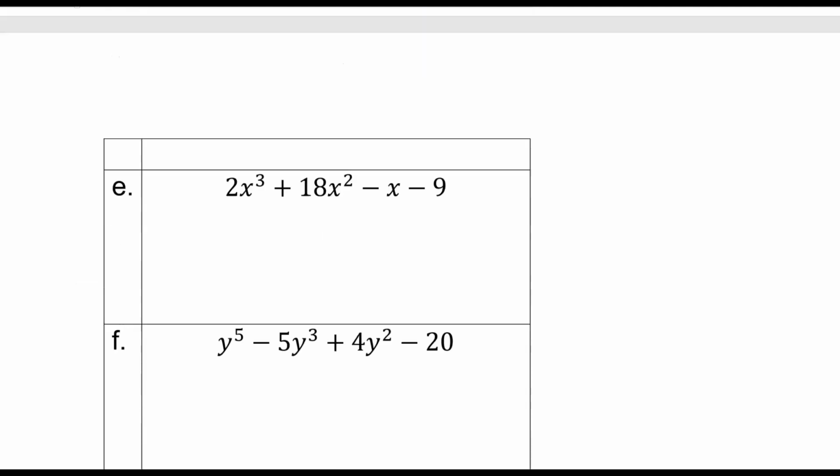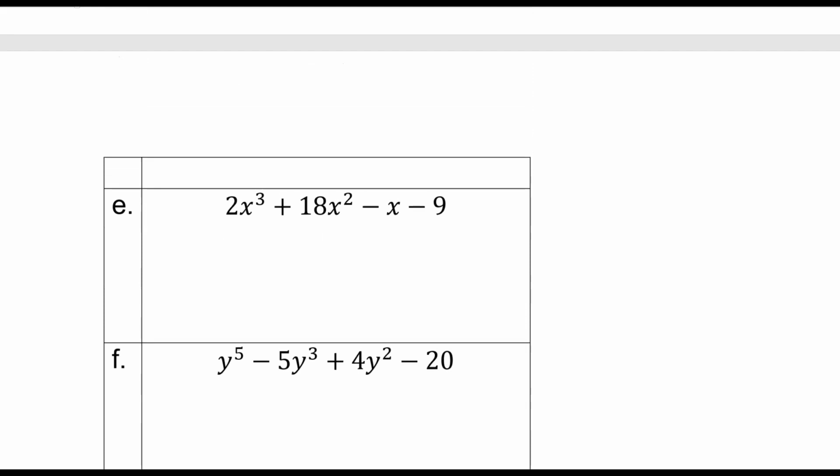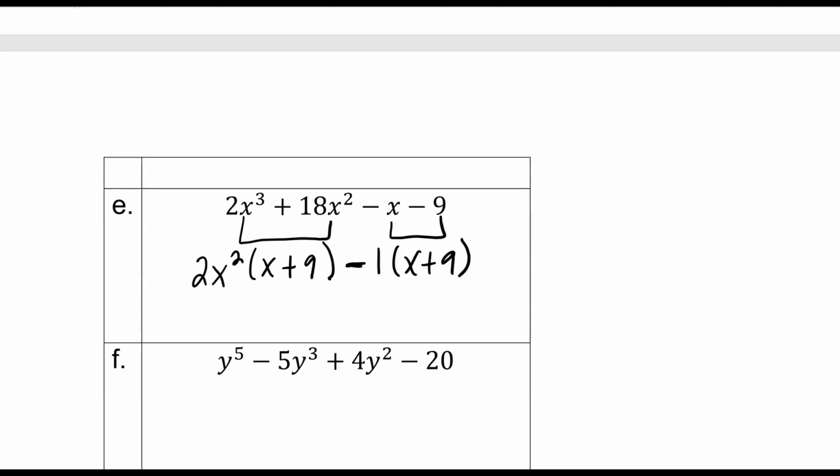All right, 2 more problems. We have E here. Take out a 2x squared times x plus 9. And again, what do we need to take out so that we get x plus 9 as a factor on the right side? We have to take out a negative 1. And then multiplying that times x plus 9 will give us negative x minus 9. So our final answer is x plus 9 times 2x squared minus 1.